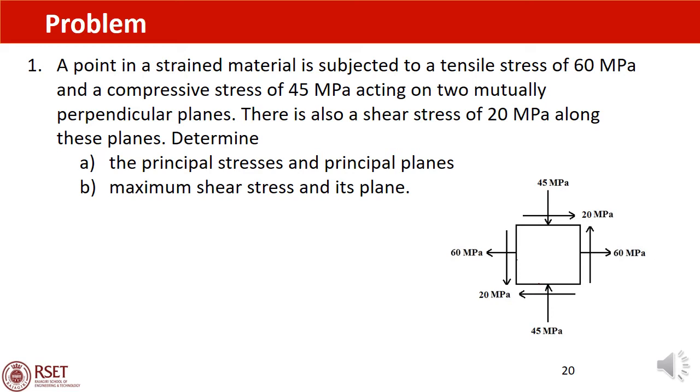So basically in the question, the value of sigma x is given to be 60 megapascal positive, and the value of sigma y is given to be minus 45 megapascal. It is given that it is a compressive stress, so the magnitude is minus 45 megapascal for sigma y. And along with these two normal stress components, there is a shear stress of 20 megapascal. It is given to be a positive value.